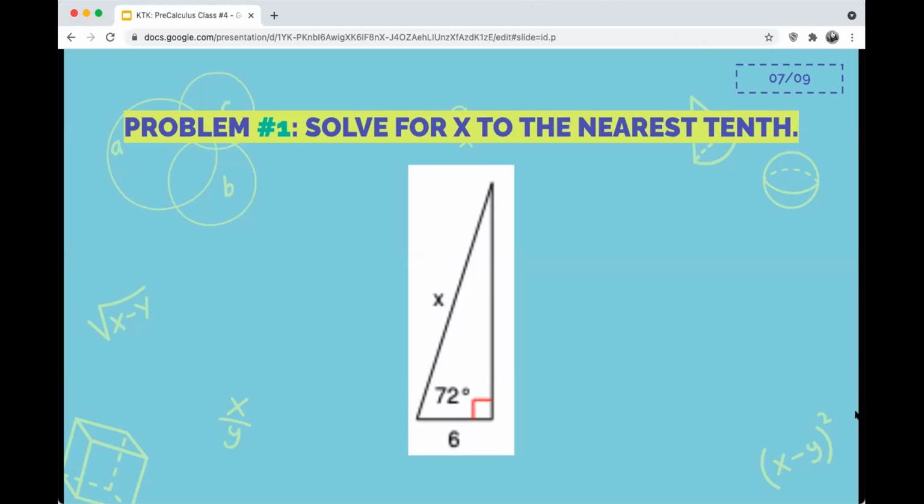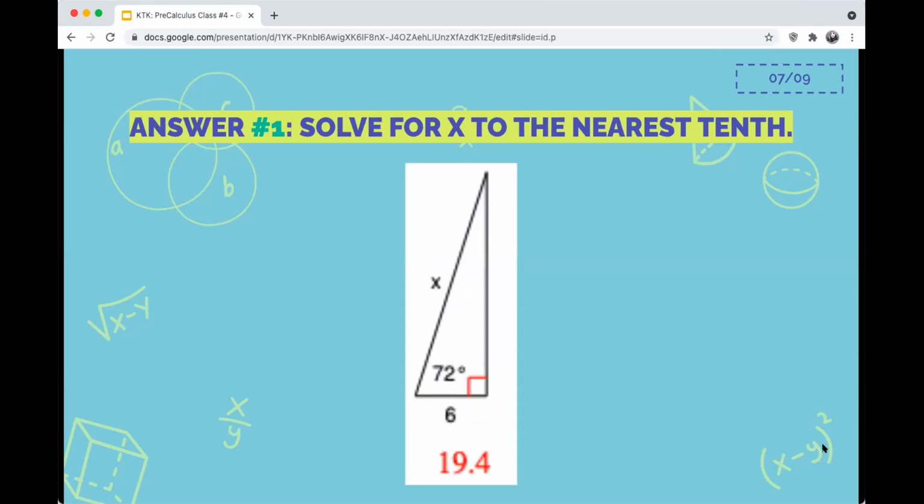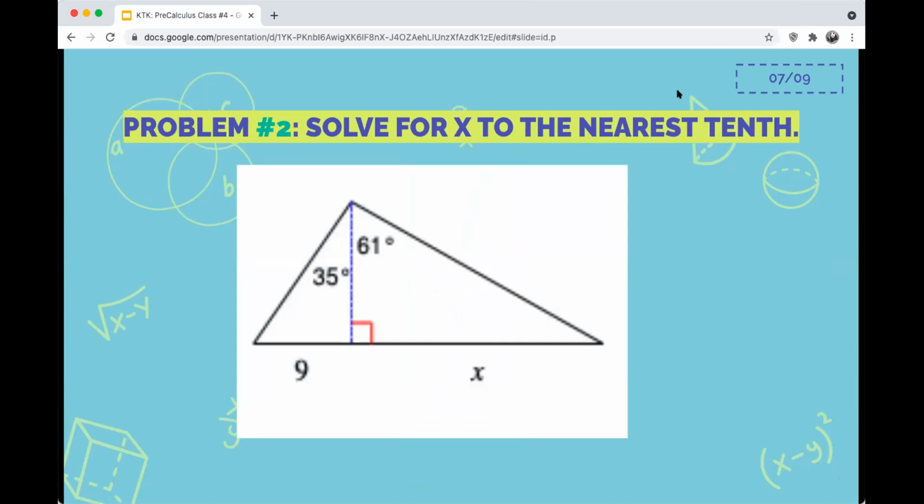You can go ahead and take a look at the answer. It's been 2 minutes. And yes, the answer is 19.4 if you approximate to the nearest tenth. So nice job on that one. Again, this is just a review of geometry. We're going to go ahead and move on to the next one.